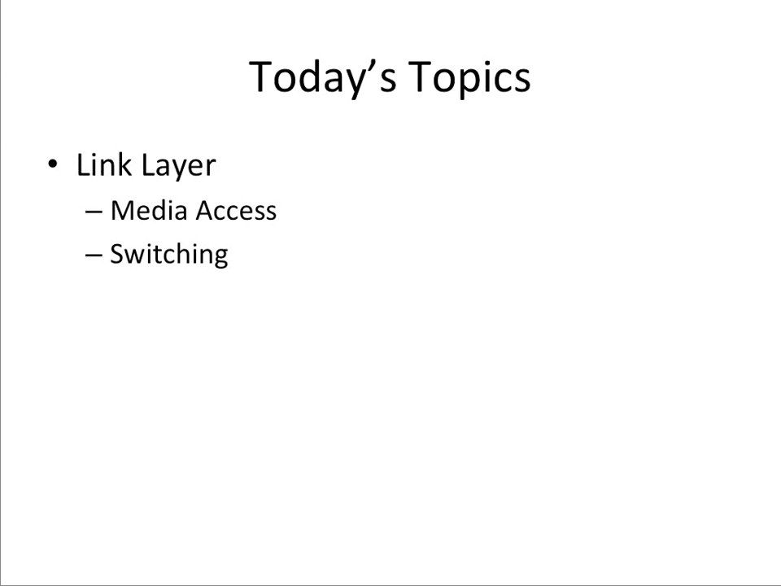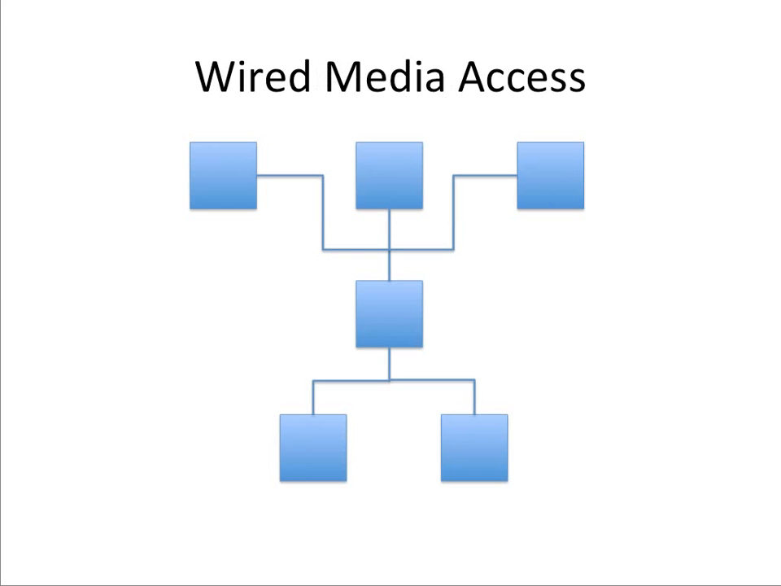All right, so today we're going to continue our discussion of link layer, particularly focusing on what is called media access and switching. Let's start with a simplified model of what a wired network looks like. For example, the network that connects our desktop computers in the computer lab.